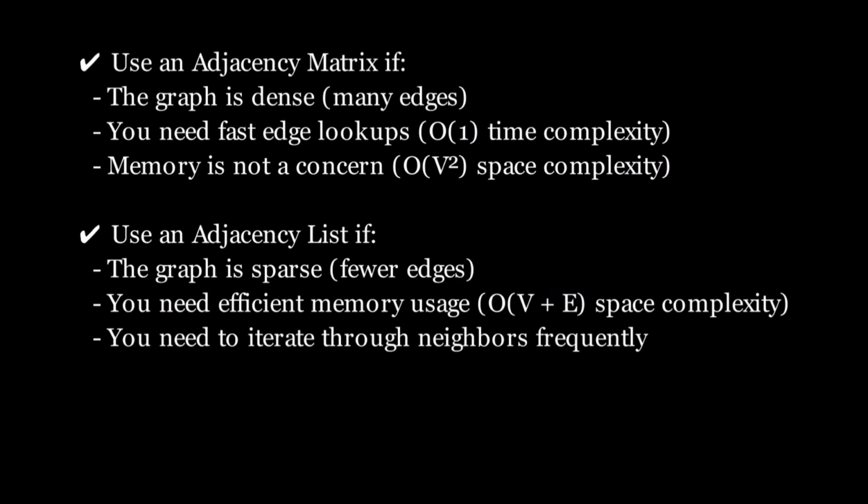So when should we use each representation? Use an adjacency matrix if the graph is dense, having many edges, and if you need fast edge lookups with O(1) time complexity and memory is not a concern. And use an adjacency list if the graph is sparse, that is having fewer edges, and we need efficient memory usage with O(V + E) space complexity, and if we need to iterate through the neighbors frequently.